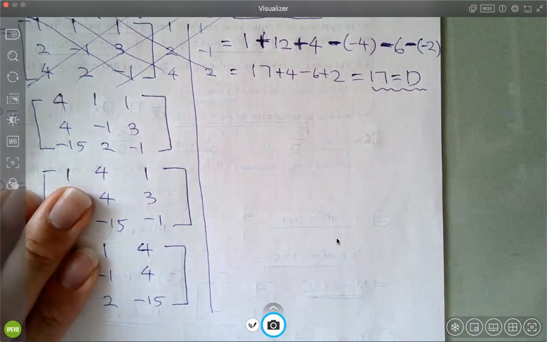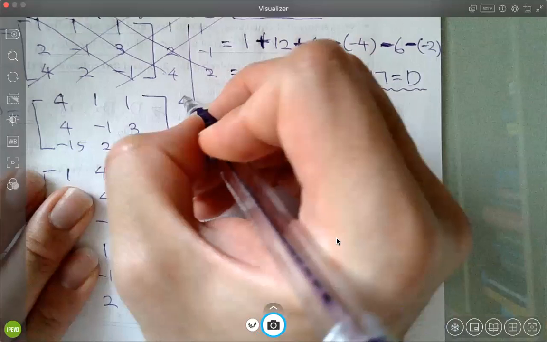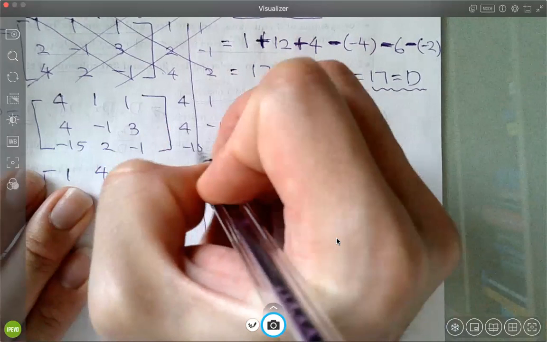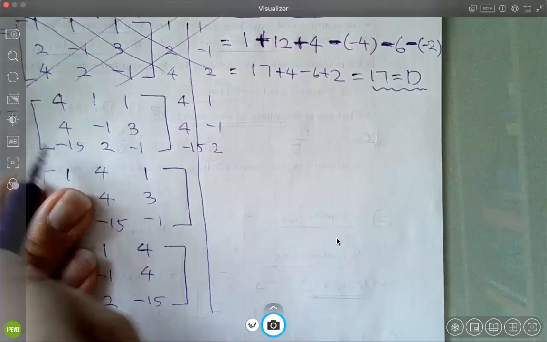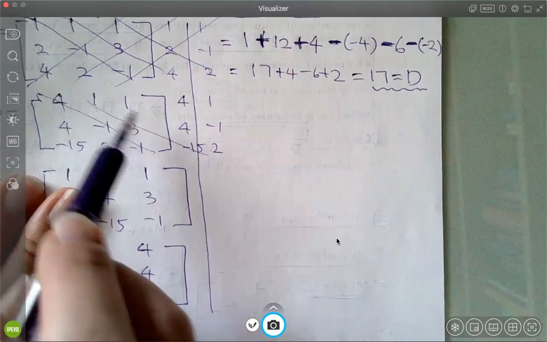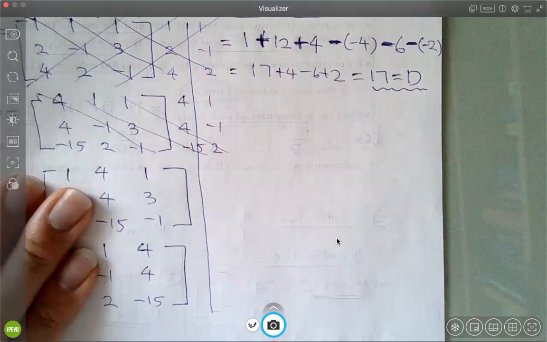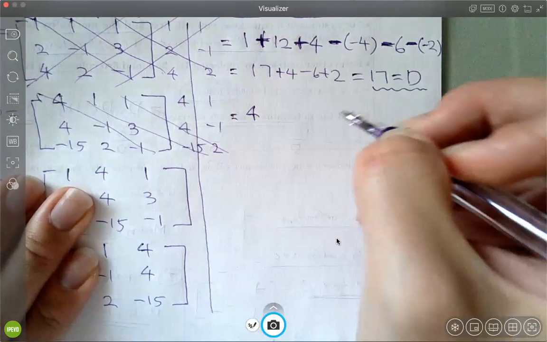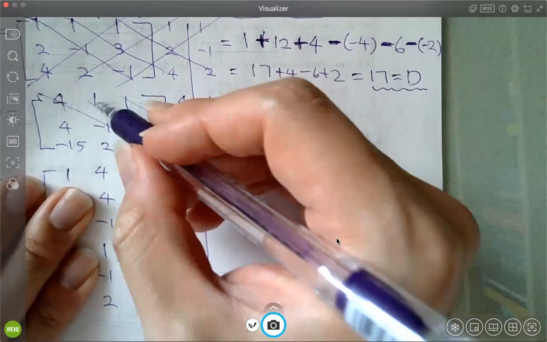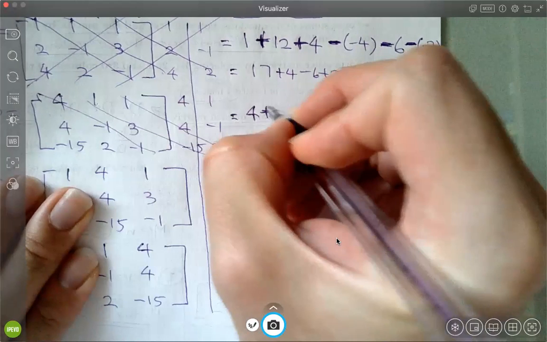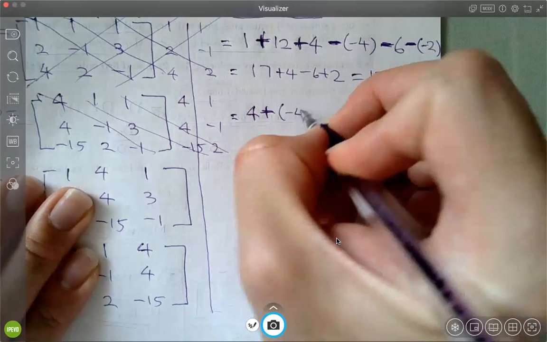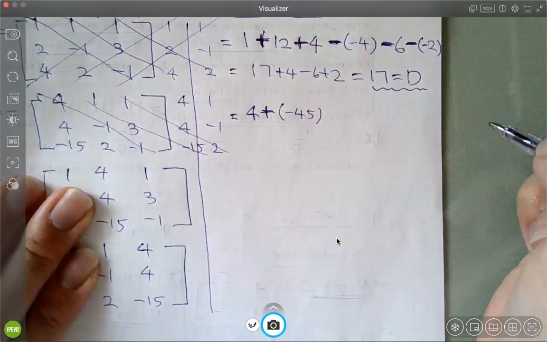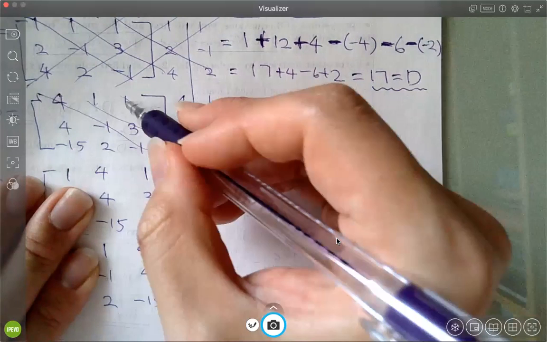Okay, and now do the same thing for the other three matrices. Okay, so now copy the first two columns, 4, 1, 4, -1, -15, and 2. Okay, so now we go this, this, and this. So we get 4 times -1 times -1, so that's +4. And then plus 1, 3, -15. So that's negative what, 45? And then plus 1, 4, 2. So that's 8, right?